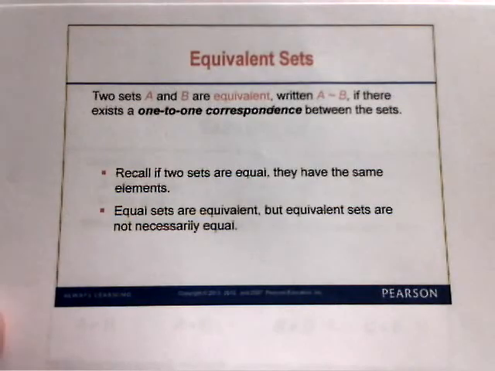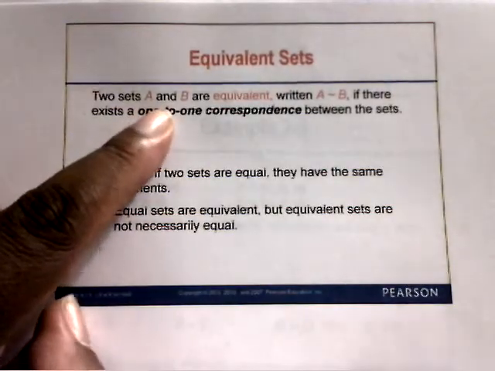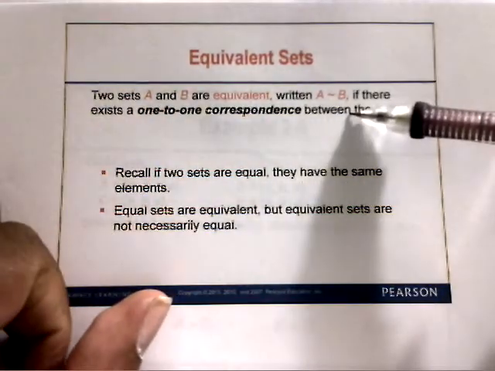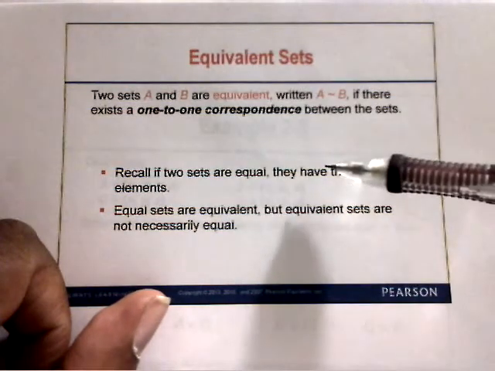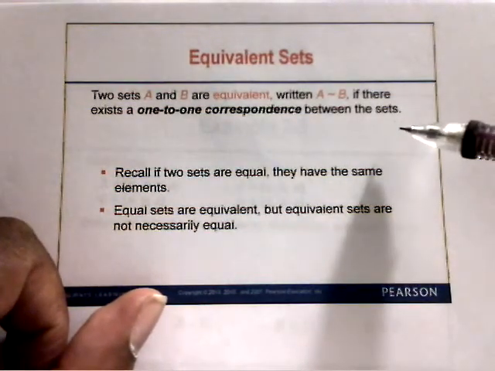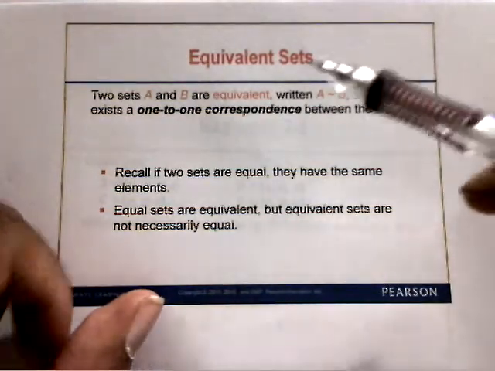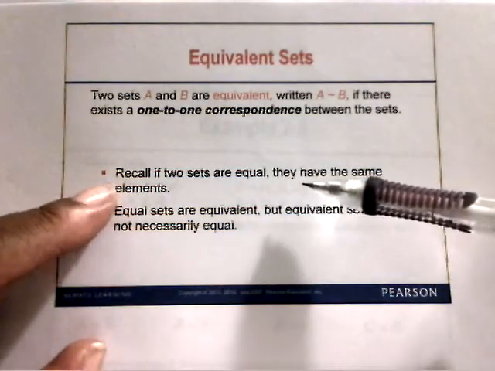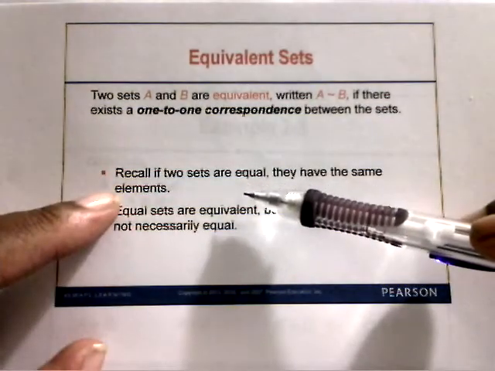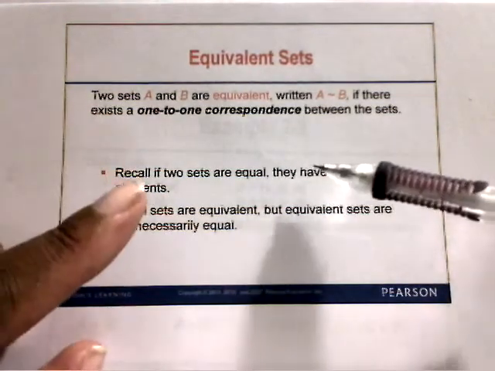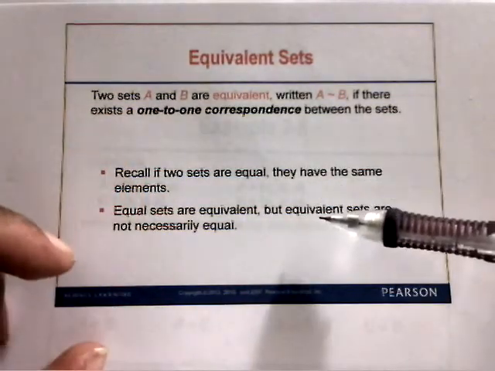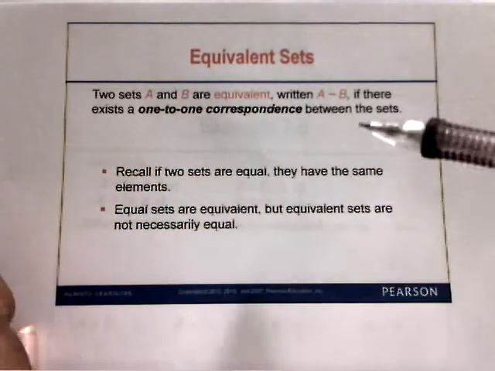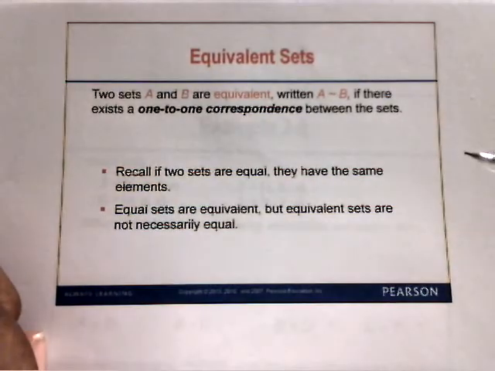Okay, equivalent sets. Two sets A and B are equivalent, written A ~ B, if there exists a one-to-one correspondence between the sets. So if there is a one-to-one correspondence, that means that A and B will be equivalent sets. Recall, if two sets are equal, they have the same elements. Okay? We talked about sets A and B earlier. With equal sets, they have the same elements. But now keep in mind, equal sets are equivalent, but not necessarily are equivalent sets going to be equal.